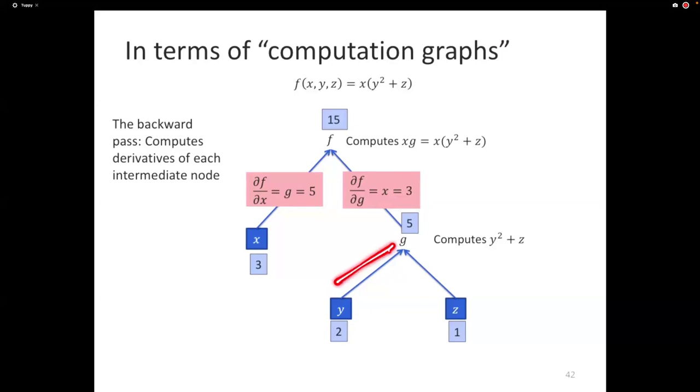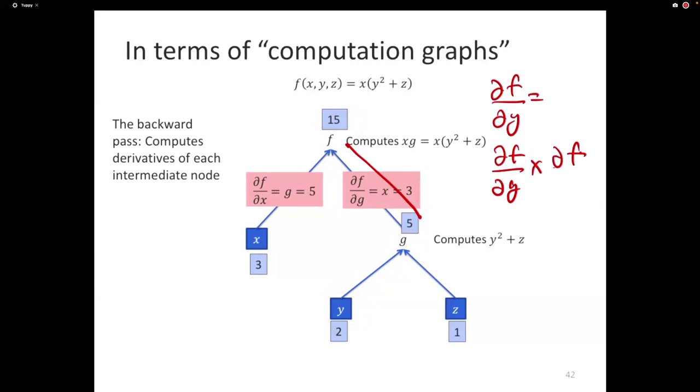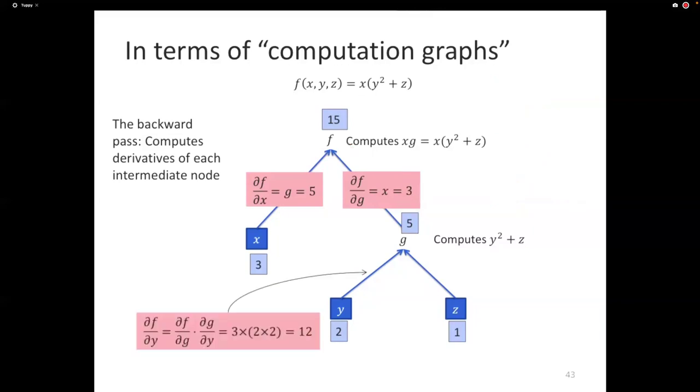Here, when I'm going down this edge, I'm not computing the partial derivative of G with respect to Y, but I want to compute the partial derivative of F with respect to Y. And the cool thing to note is the partial derivative of F with respect to Y is nothing but the partial derivative of F with respect to G, which is this edge, times the partial derivative of G with respect to Y, this edge. Why? Because of the chain rule. We've seen this before. So let's do that. The partial derivative of G with respect to Y is simply 2y. So I can compute the value here and I get the number 12.